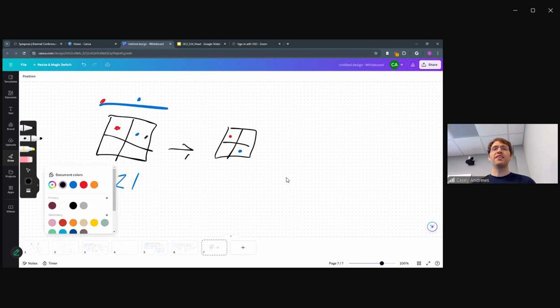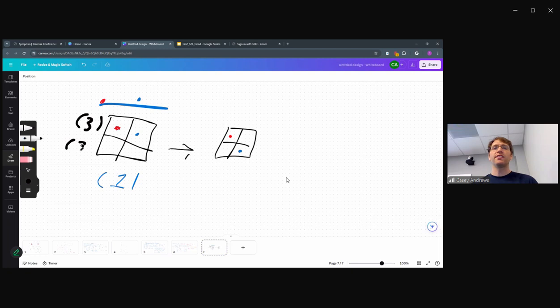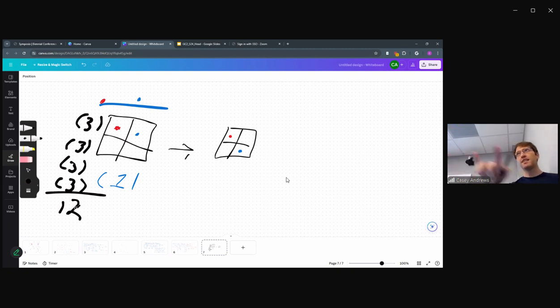Because if red's here, there's 3 ways I can put blue. So that's 3 different possibilities if red's right here. If I move red to this quadrant, I can move blue in 3 other ways. If I put red down here, I can move blue in 3 different ways. If I put red in the bottom left, 3 different ways for blue. 3, 6, 9, 12. There are 12 possibilities I can arrange this system.